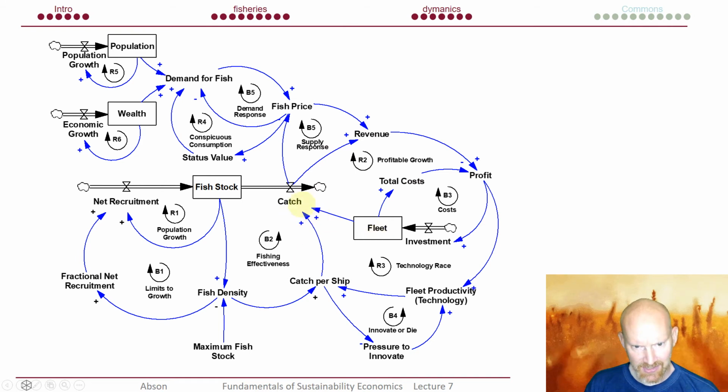So as fish catch increases, that increases your revenue and your profits. It means you want to buy more ships. You buy more ships, that increases the catch, which pushes the fish stock back. So there's a reinforcing feedback loop here. There's a balancing feedback loop in terms of total costs and profits at some point, and so on.